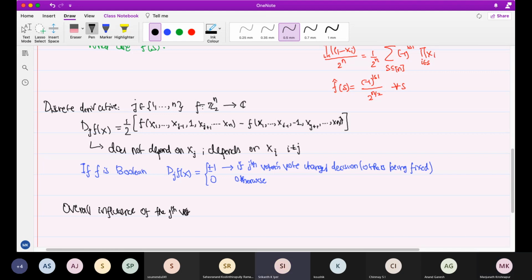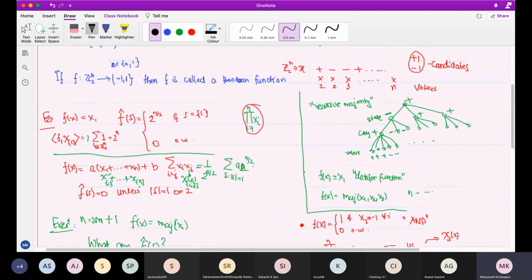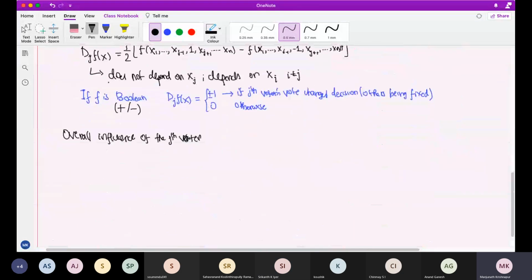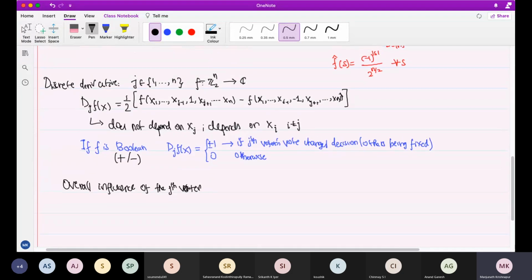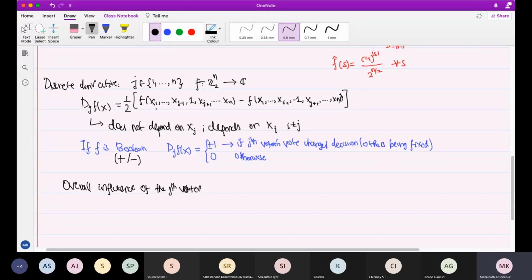Manju, you have a 1/2 there. No, but that difference will be 2, right? My Boolean function is ±1. Oh, okay, Boolean, I thought 0, 1. Thanks. I said both, but here I meant if f is Boolean taking values +1 or -1, then the difference will be 1 or -1 if it is different and 0 otherwise.